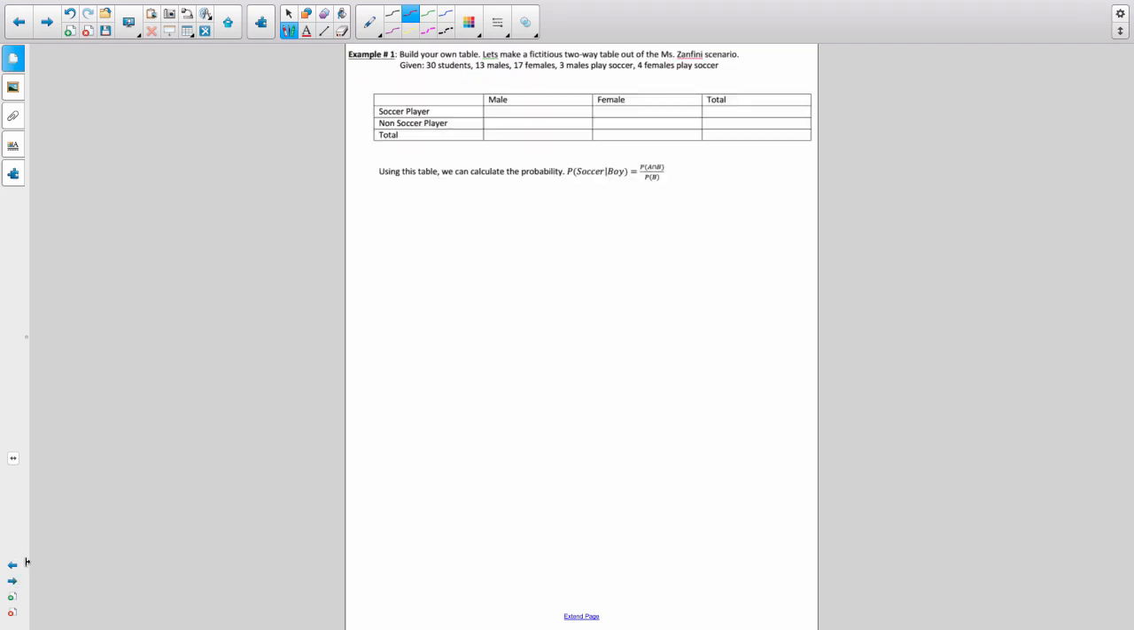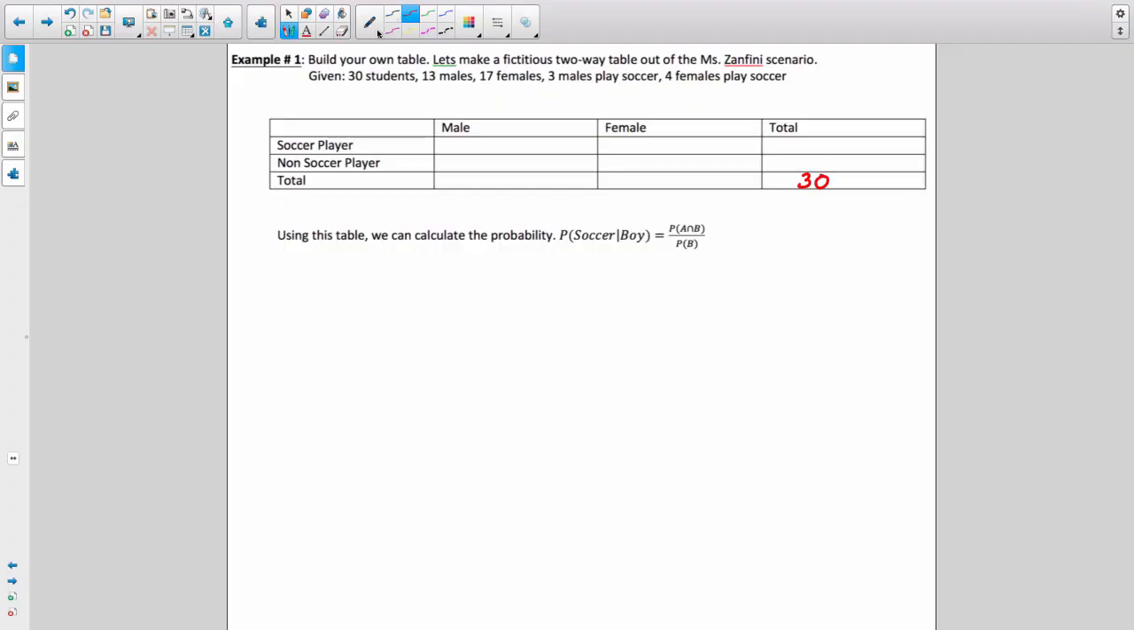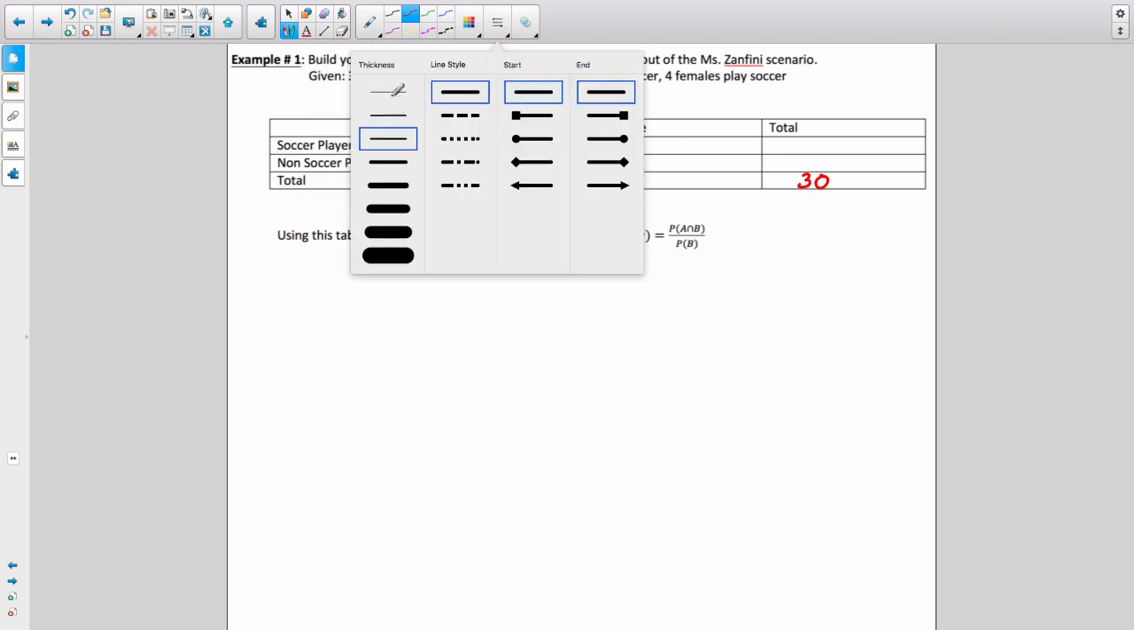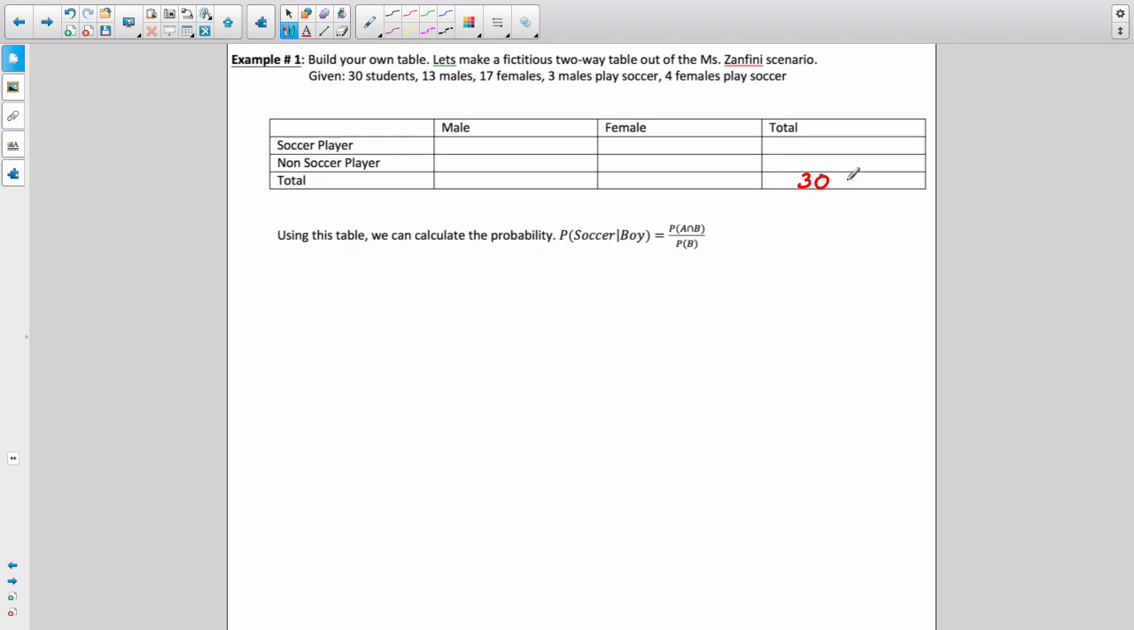Let's reverse engineer a table. Okay, so I came up with these numbers. We have Miss Sanfini's class, and let's say that she has 30 students. Now, of those 30 students, 13 are male, 17 are female. So we have this total here, right? And the total for male will be 13. The total for female will be 17, giving us the 30 that we need.